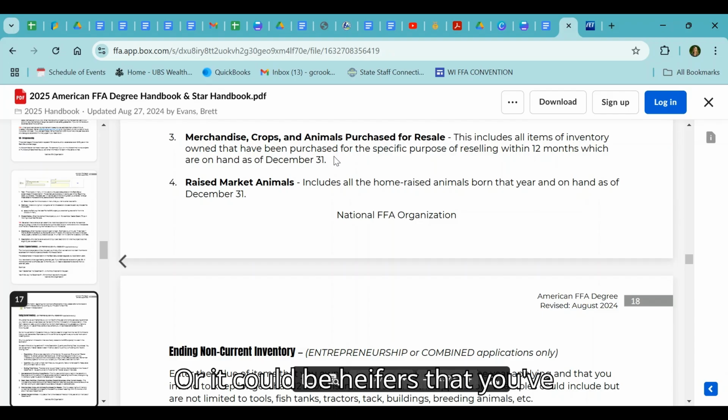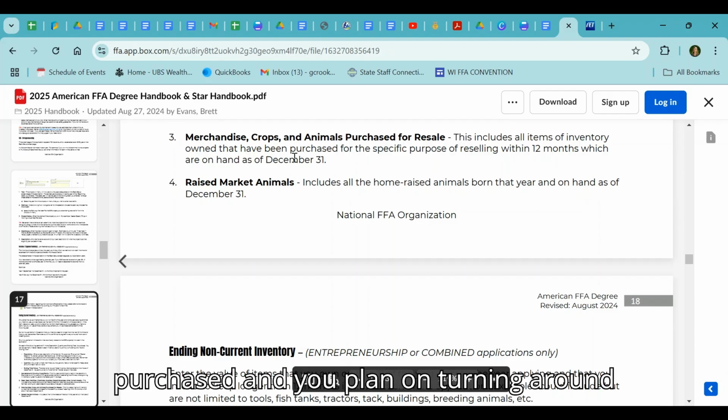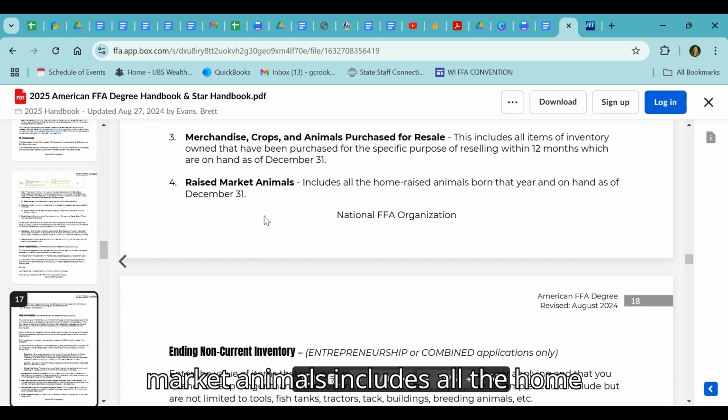Or it could be heifers that you've purchased and you plan on turning around and reselling. Raised market animals includes all the home raised animals that were born that year and on hand as of December 31st. So if you have cows and they had calves and they're still in your possession, and they haven't been transferred and you're not transferring them in yet to your non-current inventory, you should list them here. So heifer calves that you keep would go here.